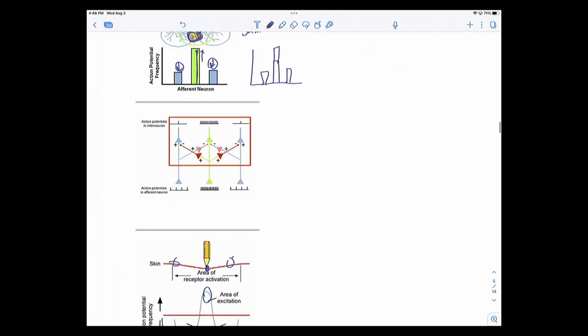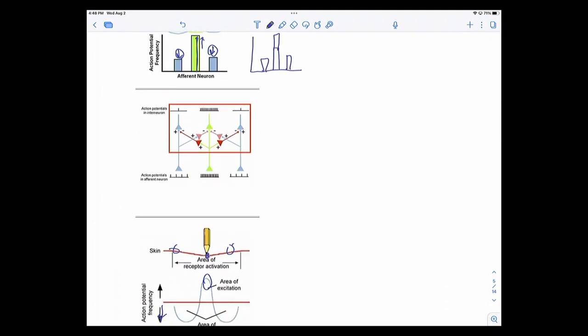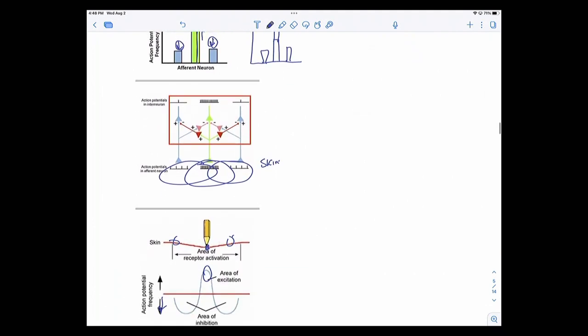Okay, so how does this work in terms of the central nervous system? Well, again, very careful here. Let's take a look at this. What we have here is skin, and I'm having a field here, a field here, and then a field here. So you have your overlapping fields. You're being touched right there, and so now lots and lots of action potentials. This is the central nervous system here. So all of this red box is occurring either in the spinal cord or the brain stem.